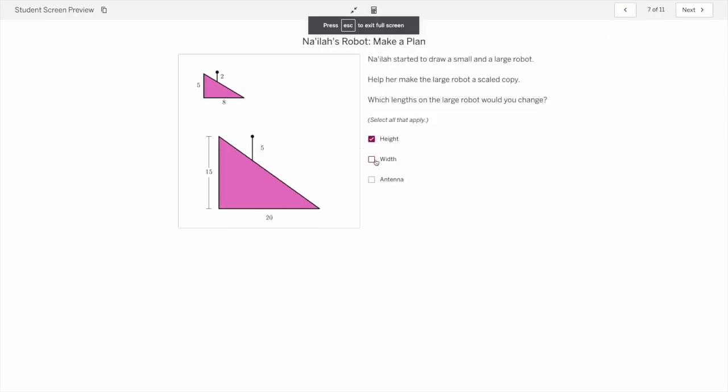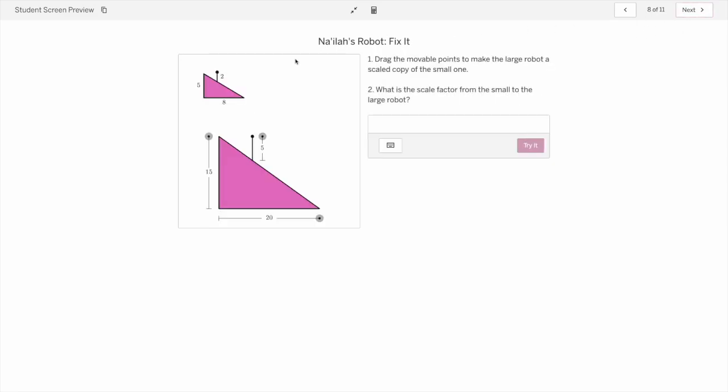Just for fun, let's see what it looks like to make the scale factor 1.5. So half of 2 is 1. So 2 times 1.5 is 2 plus 1, which is 3. Half of 5 is 2.5. So 5 times 1.5 is 5 plus 2.5. That's 7.5.